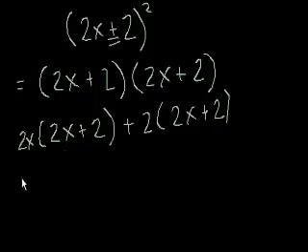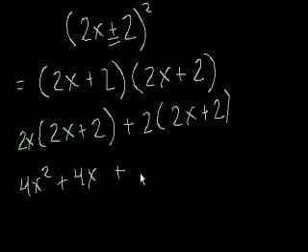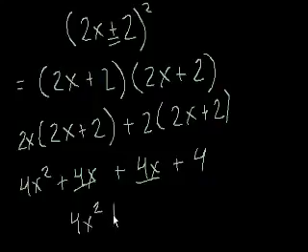2x times 2x, well, that's 4x squared. 2x times 2, well, that's 4x. Plus 2 times 2x, and that's 4x again. And then 2 times 2, well, that's 4. And we're almost there. We can just add up these two terms. It's 4x squared plus 8x plus 4.